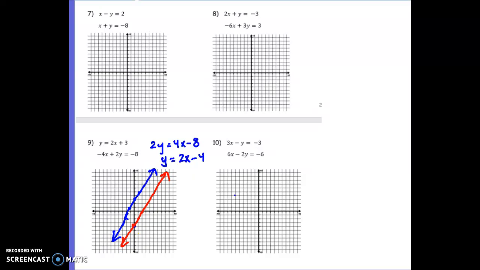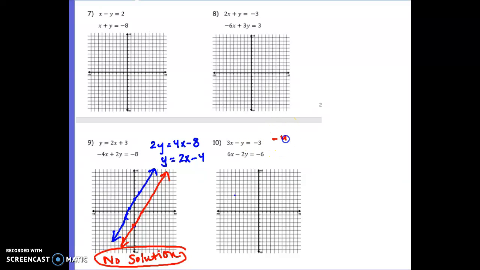Okay, now if your two lines run parallel to each other, they're never going to intersect. So there's actually no solution. All right, they'll go on and on forever and they will never intersect. So no solution. Okay, now number 10, when we do number 10, we've got to put it in slope-intercept form.